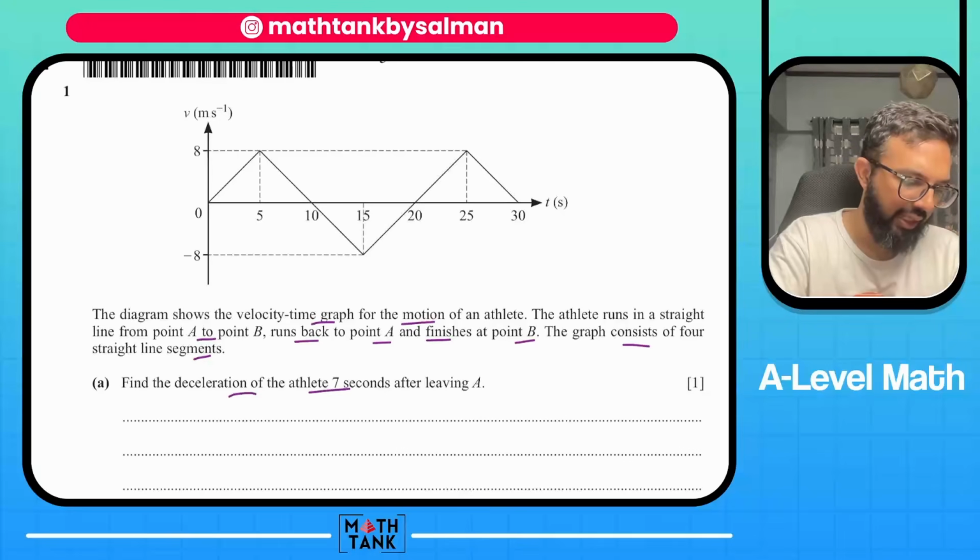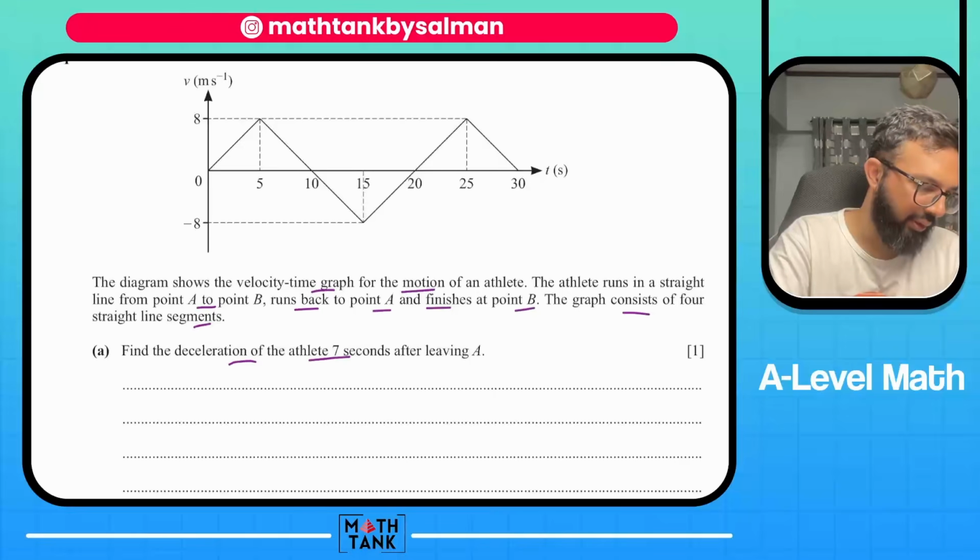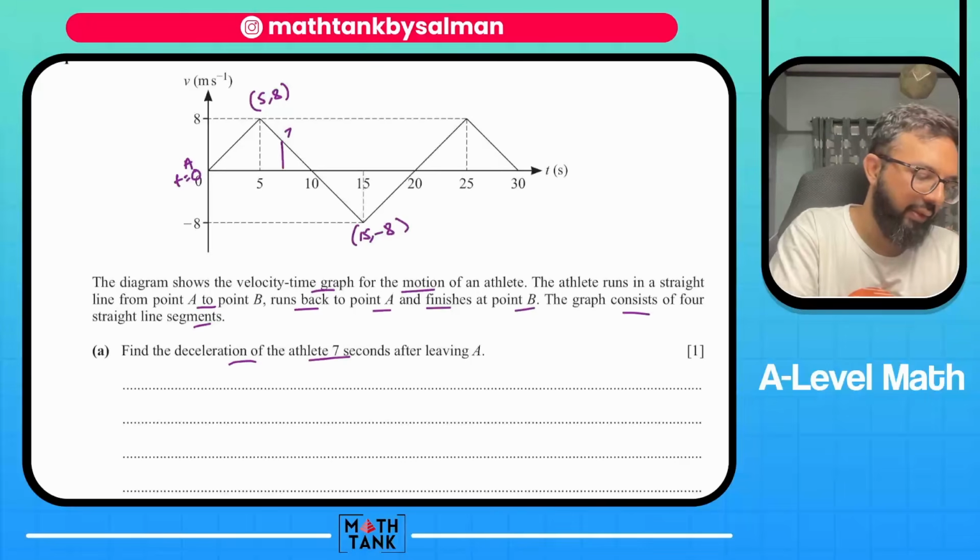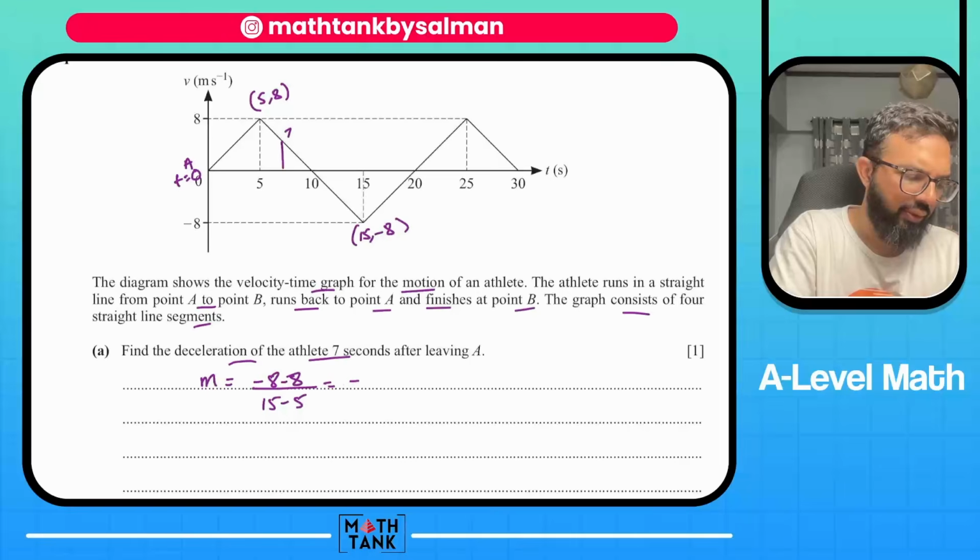Find the deceleration of the athlete 7 seconds after leaving A. So I think that is this point. He's leaving A at the start, at time zero. I'm asking you to find the deceleration at this point. I think I have all the coordinates. I can say that this point is 5 comma 8 and this is 15 comma minus 8. So I can just find the deceleration and say that the gradient is minus 8 over 15 minus 5. So I am getting minus 1.6. So deceleration has to be 1.6 meter per second square.